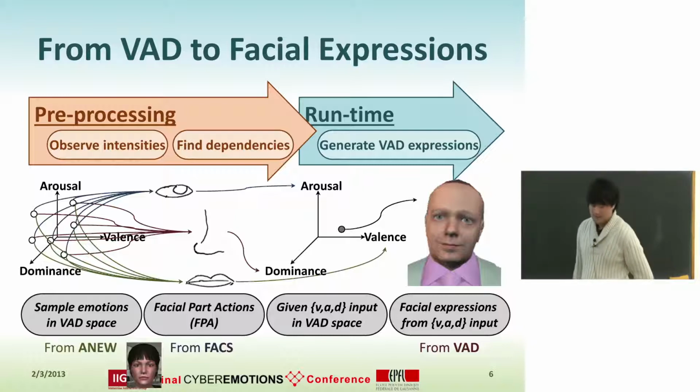Then at the end, we try to find the dependency between each face part and the VAD coordinate with our method, which I will explain in more detail later. This was all the pre-processing stage. Before using this in the 3D world, we do pre-processing to calculate everything. At runtime, we give any type of VAD value, and finally we can immediately have a facial expression from the VAD input.